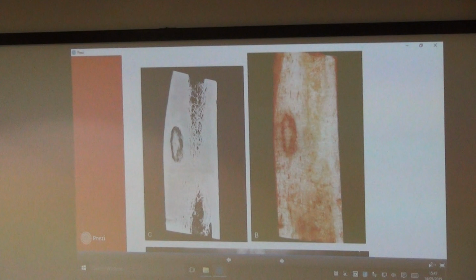And obviously, if they're larger than 25 millimeters, you don't call them osteoid osteoma anymore, you call them osteoblastoma. They're more prevalent in the spine and tend to be in the posterior elements.